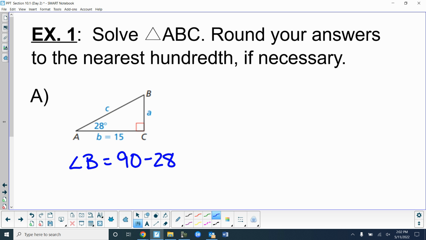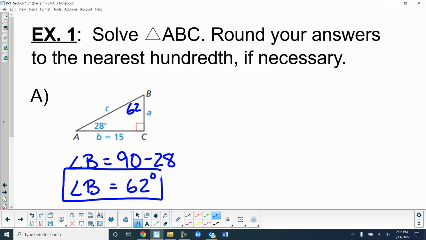You know all three of the angles add up to 180, so the two other angles add up to 90. So 90 minus 28 would be angle B, which is 62 degrees. So there's one answer. Now we're going to use sine and cosine, that type of thing, to figure it out.